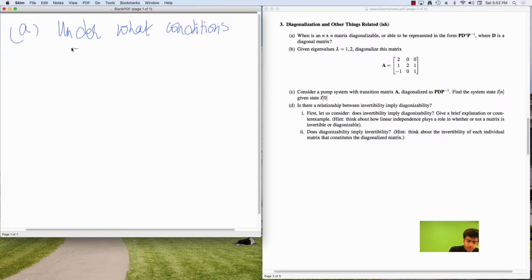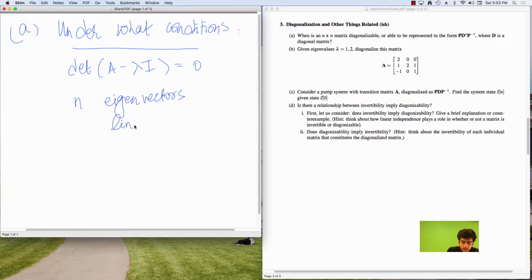Under what conditions? So we know that for any matrix, given that it's n by n, we can solve the characteristic equation for its eigenvalues. And this gives us perhaps n distinct eigenvalues. Perhaps it gives us n eigenvalues where some of them are repeated. Once we do this, we can find eigenvectors. And it is both sufficient and necessary that if we have n eigenvectors, which are linearly independent, that we can diagonalize an n by n matrix as PDP inverse.